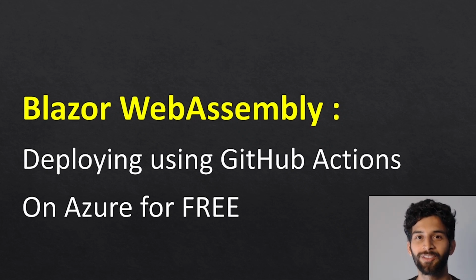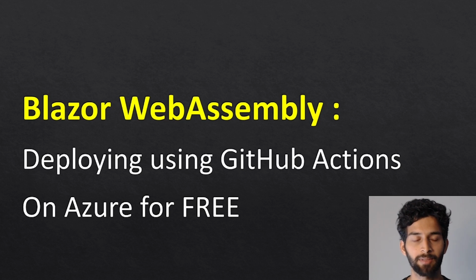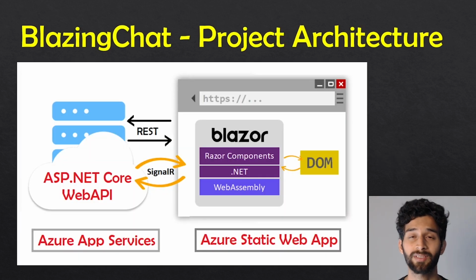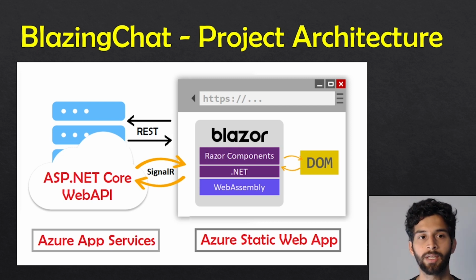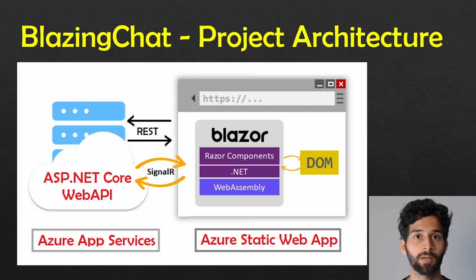Hello everyone, in this episode I'm going to talk about how you can deploy your Blazor WebAssembly application using GitHub Actions on Azure for free. Before I get started with deploying, let's first understand the project architecture of the demo application that I'm going to deploy on Azure. Of course, I'm going to use BlazingChat because that's the project that we have been working on.